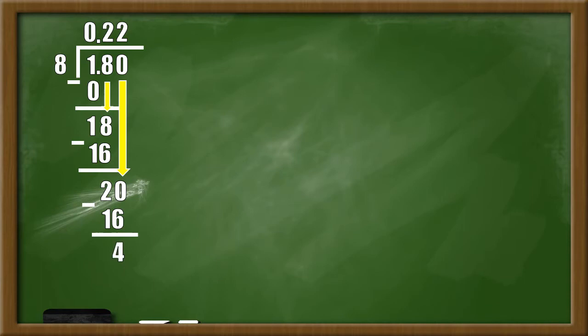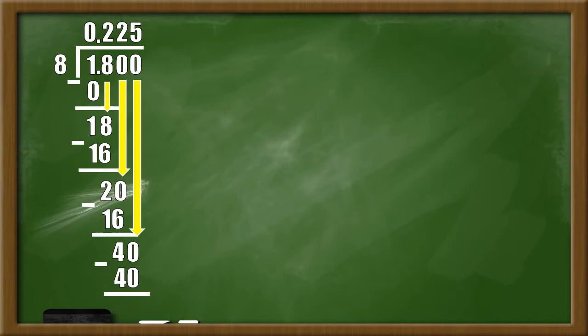So we will add again another 0. Then we will bring down 0 and make it 40. So 40 divided by 8 is equal to 5. And then 5 times 8 equals 40. Then 40 minus 40 is equal to 0. So our final answer is 0.225 or 225 thousandths. Understand? Very good.